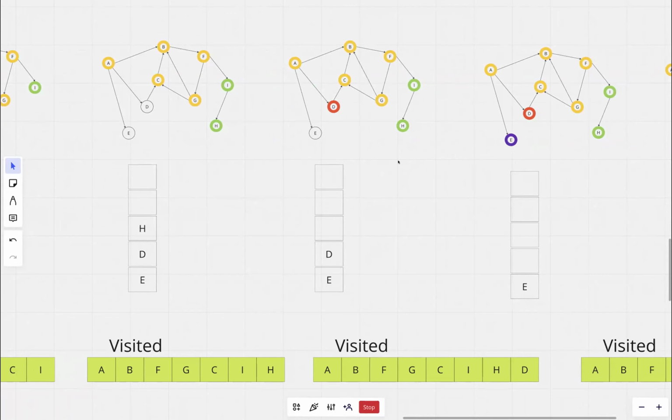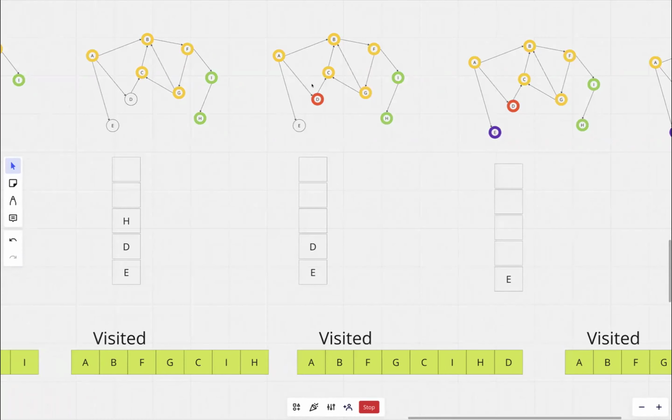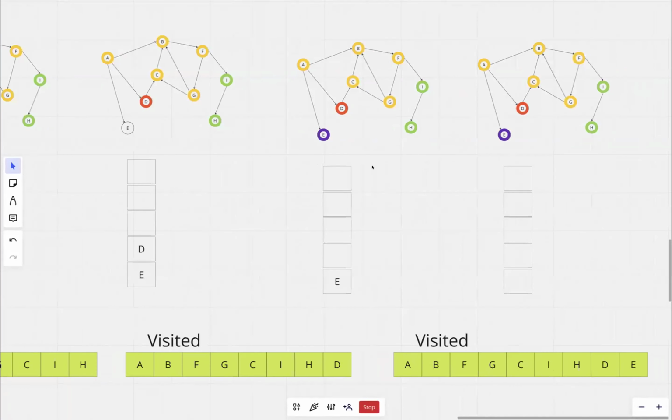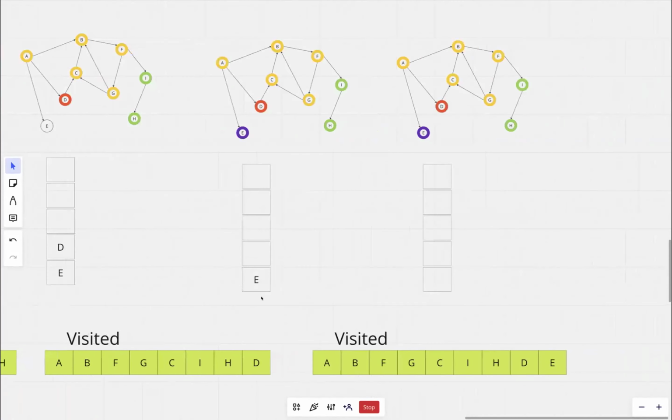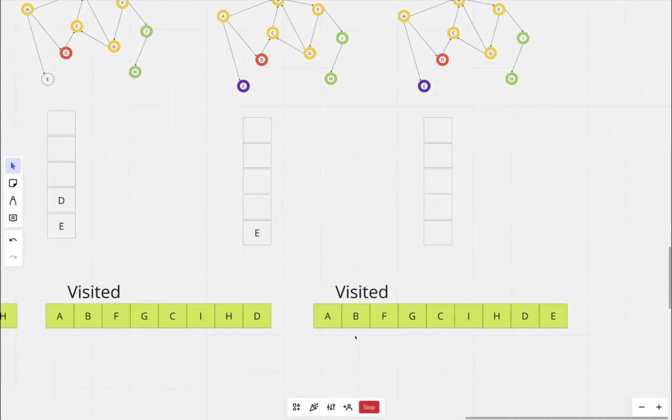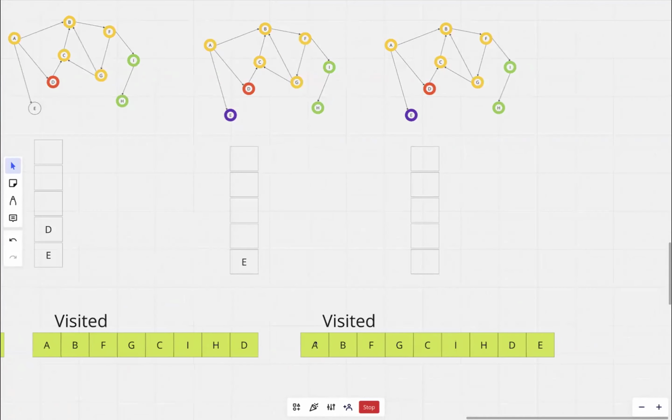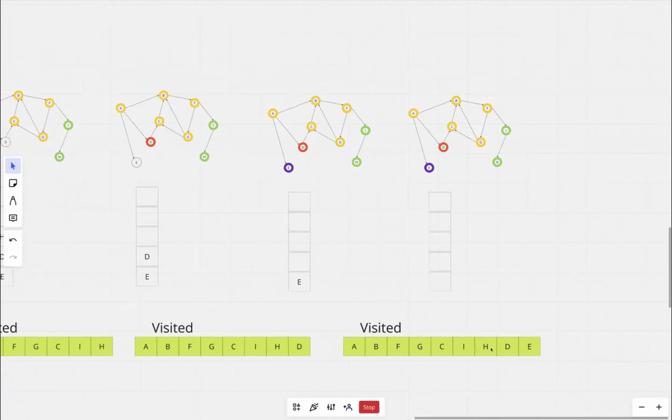Can I visit anything from D? No, actually I cannot visit anything new. So I'll pop off D as well. I'll go to E. Is there anything left to explore? Nope. So pop off E as well. Your stack's finally empty, and you've got your depth first search traversal. So that's A, B, F, G, C, I, H, D, and E.